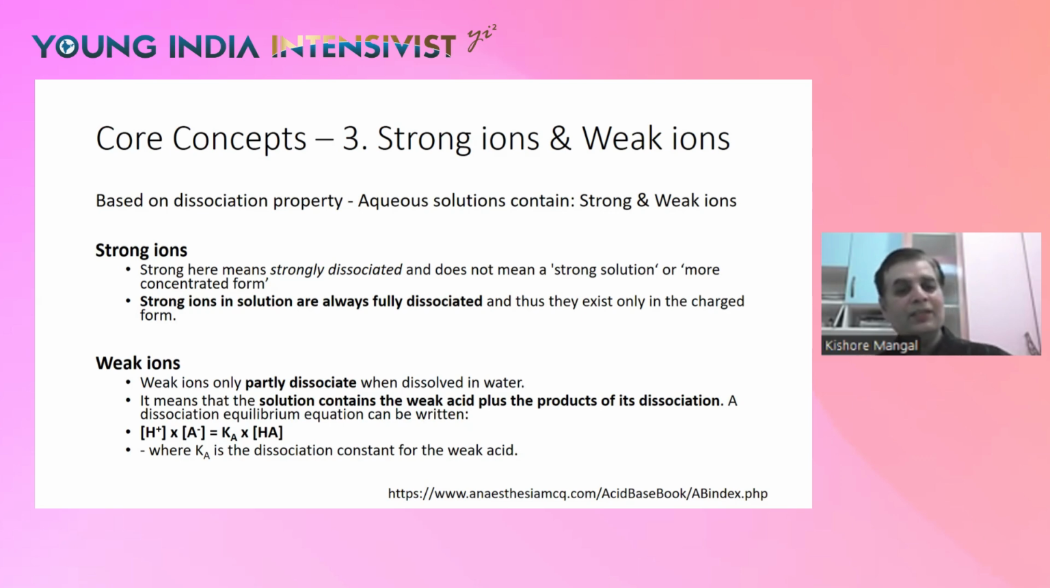Now coming to the weak ions, they are only partly dissociated when dissolved in water. So they are always in equilibrium between themselves. So the solution contains the weak acid plus the products of its dissociation. So it will be H plus ion times A minus is equal to Ka times HA, where Ka is the dissociation constant. This is only to understand what is happening. If we are not able to remember these equilibrium equations, it is not going to affect your calculations later on. But we need to understand what is a strong ion and what is a weak ion. So strong ions are fully dissociated, weak ions are partly dissociated.